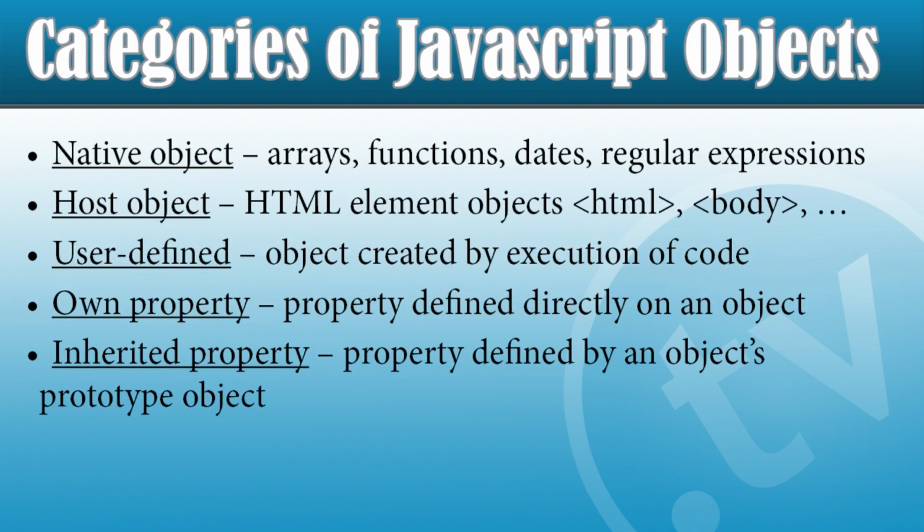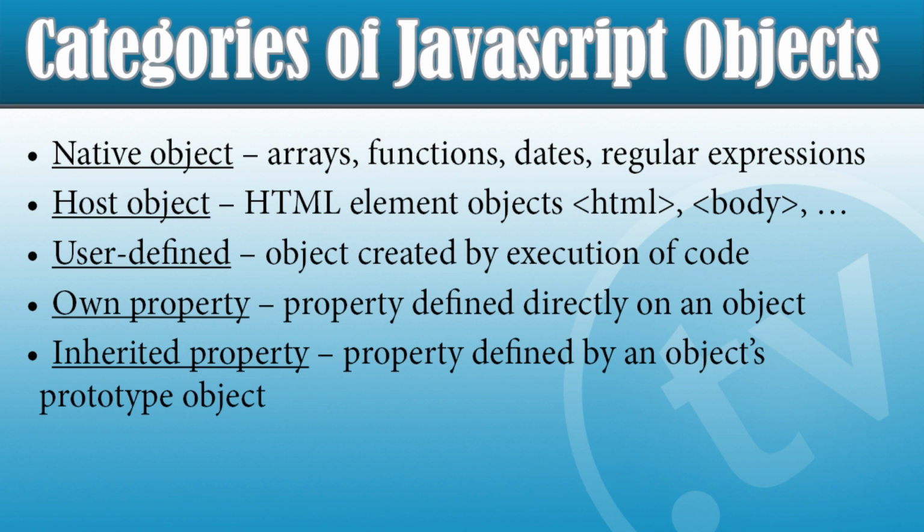These are the categories of JavaScript objects. Native objects are, for example, arrays, functions, dates, and regular expressions. A host object is, for example, HTML element objects such as HTML and the body. A user-defined object is an object created by the execution of JavaScript code. An owned property is a property defined directly on an object. An inherited property is a property defined by an object's prototype object.